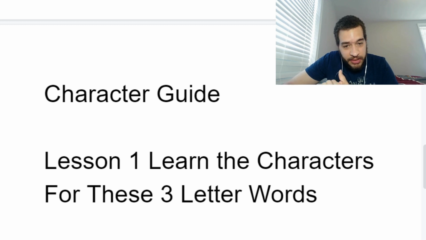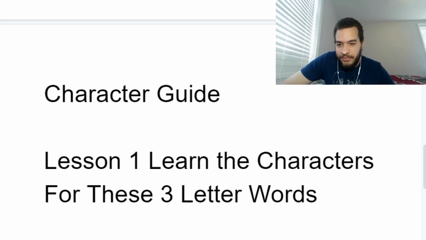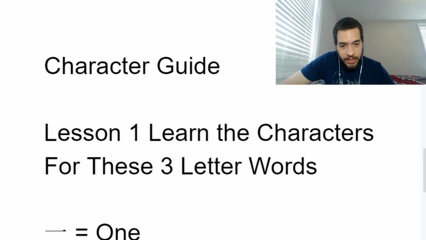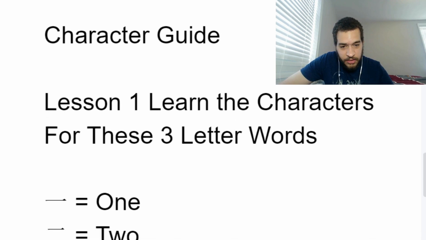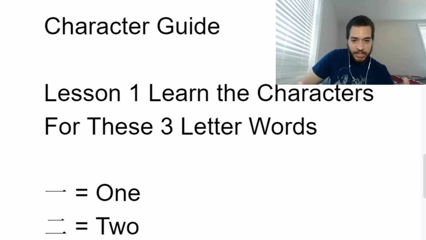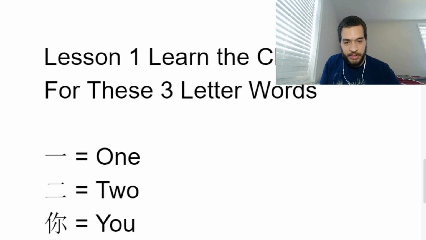Let's see what the teacher says. Lesson 1. Learn the characters for these 3-letter words. Come on, 3-letter words? It's going to be easy. Let me take a look. At the first word, what we got? We got 1. It's just a line. Easy. No problem. All right, let's see. 2? Come on. I could write that with my eyes closed. Easy. Let's see what the third one is.